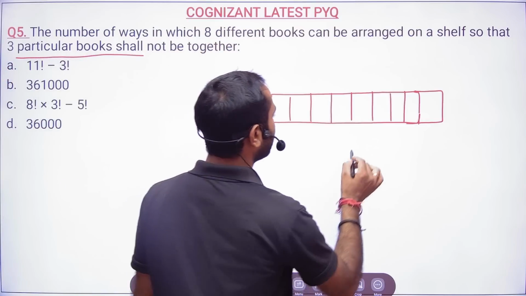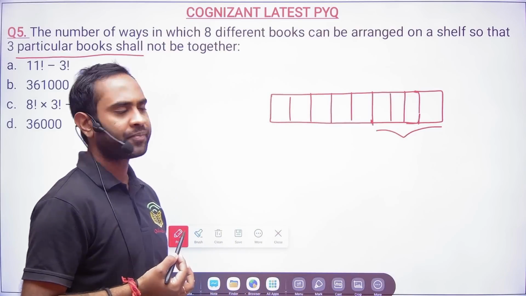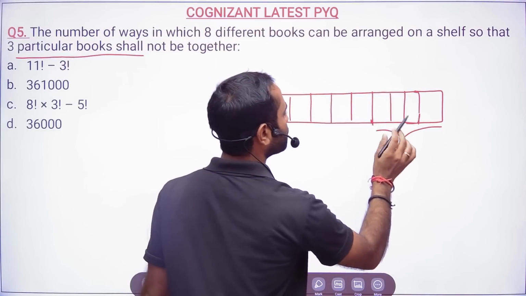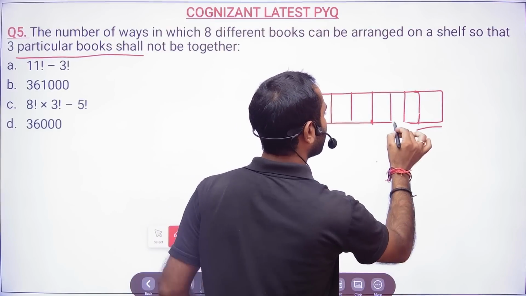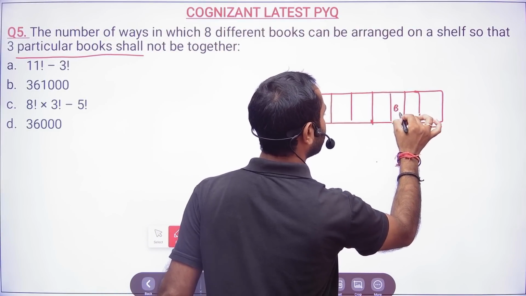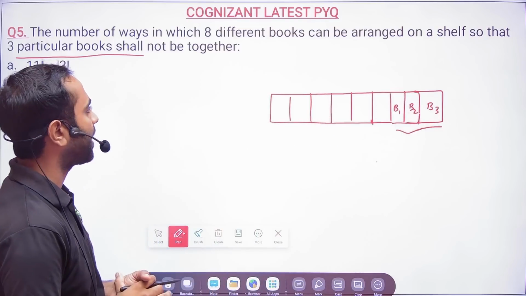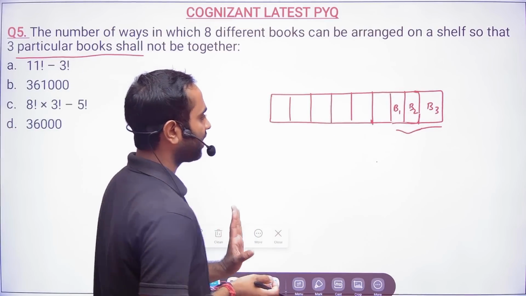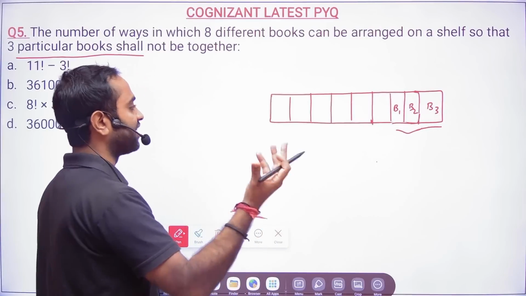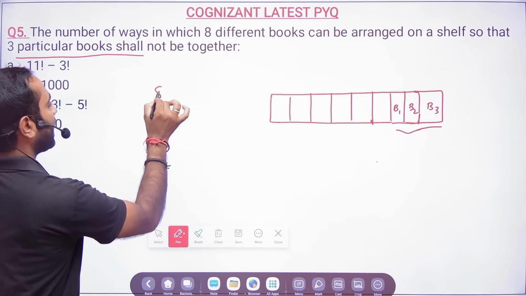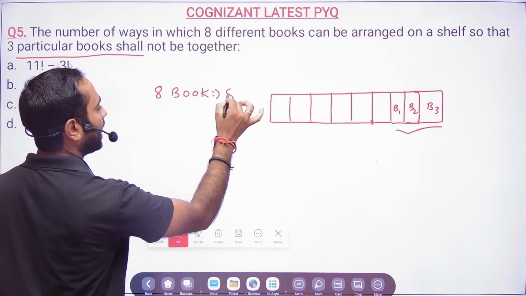Now friends, what will I do? First I will try to keep the 3 books together. This is B1, this is B2 and this is B3. So we are keeping 3 books together. When they are together, we will find out the number of ways. The first thing, 8 books can be arranged in 8 factorial ways.